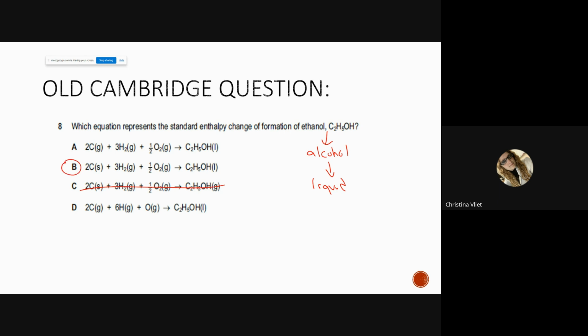Why not A? What's wrong with A? The standard state of carbon is not a gas. Carbon graphite is a solid. So D. Why is D not the answer? Carbon's still not a gas.